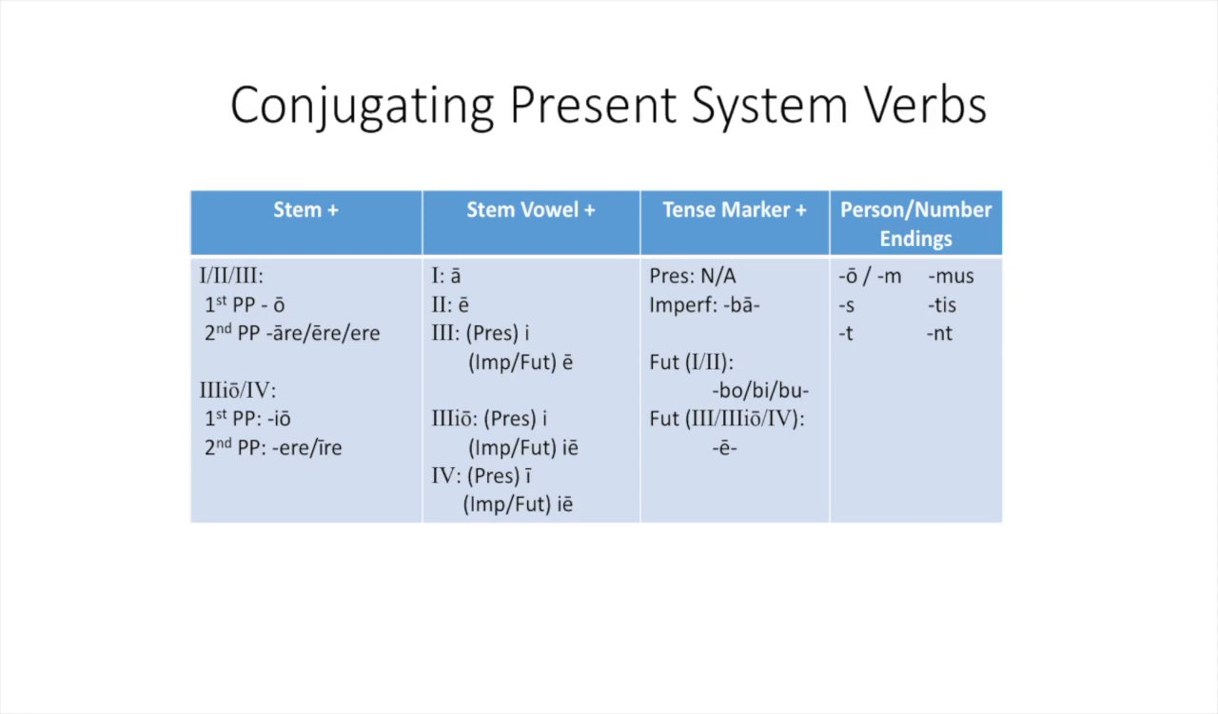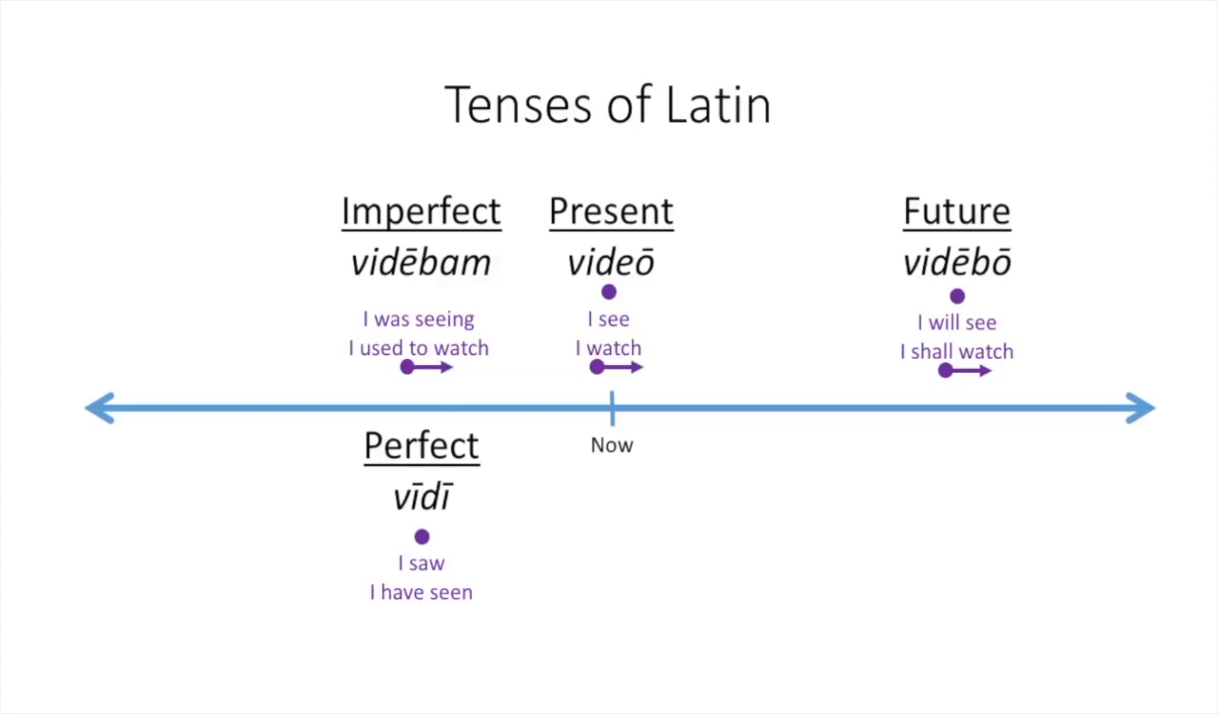The perfect system is a little bit different and not quite as complicated in terms of all of the things you need to remember. So let's look at that. The perfect system includes the perfect tense. It's something that happened once, it's done, it happened in the past. In fact, all perfect system tenses are things that are already complete. They're done. They happened. So I saw the cat. I have seen a cat. Both actions happened in the past.